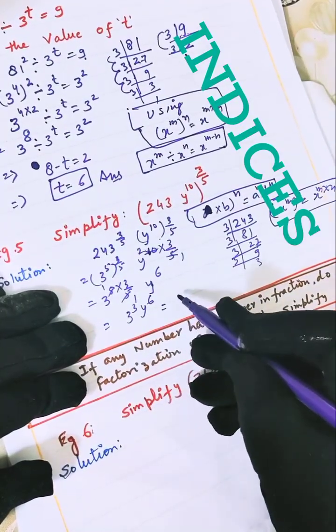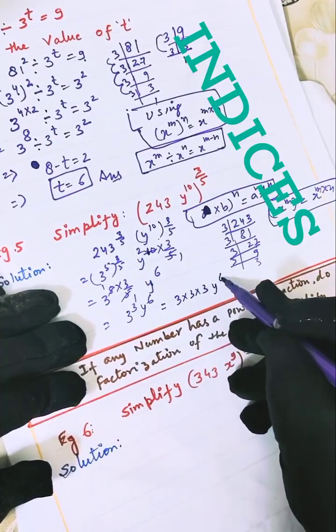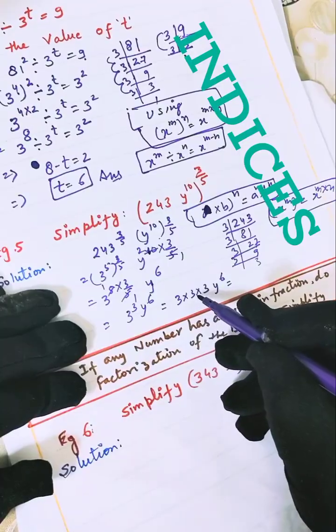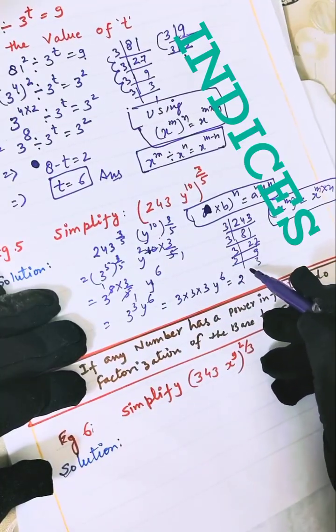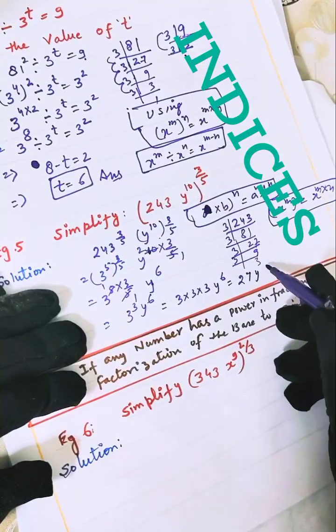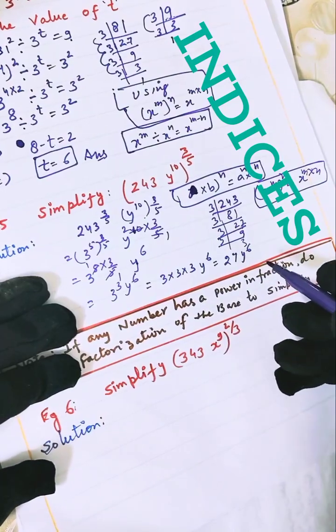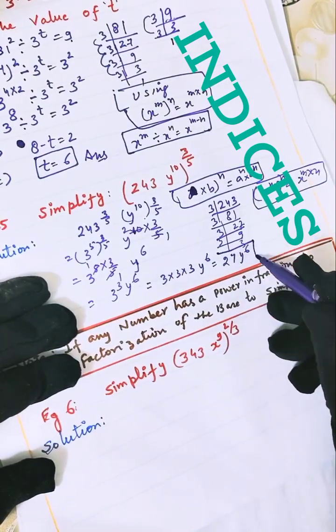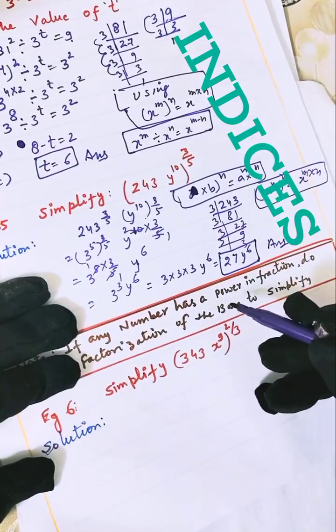3 to the power 3 equals 3 into 3 into 3, and y to the power 6. 3 times 3 is 9, 9 times 3 is 27, y to the power 6. Okay guys, 27 y to the power 6 will be the answer of this question. Okay guys.